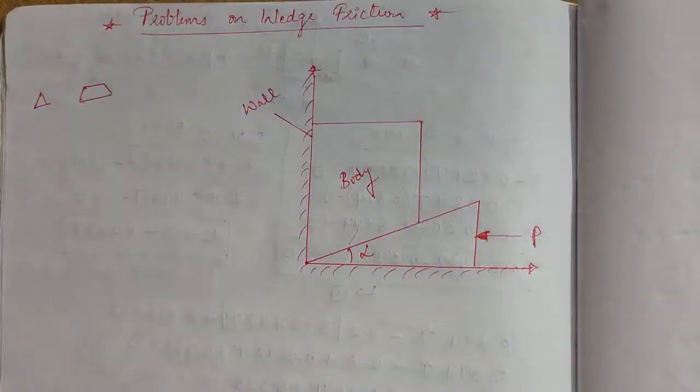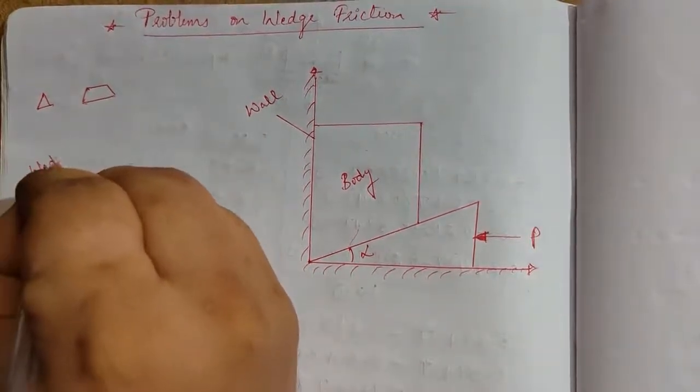Let us solve some more problems on the chapter friction. Now, the problems we solve would be on wedges. Okay. So, what are these wedges? So, a wedge.